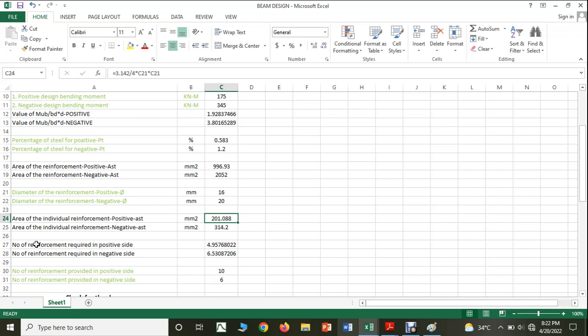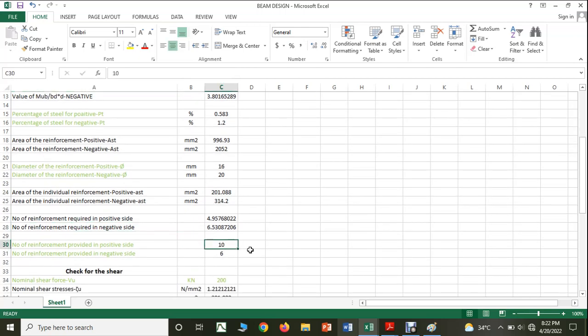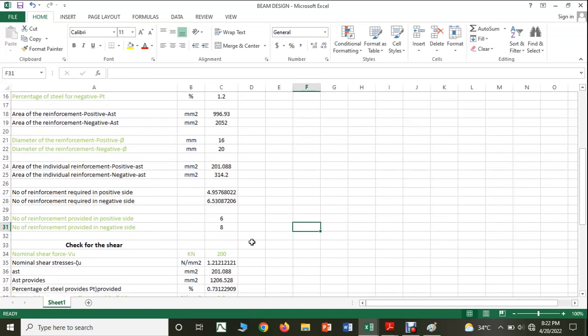Automatically you can see that the number of reinforcement required on the positive side will be 4.9, so I can make it as 5, whereas the number of reinforcement required on the negative side will be 6.57, means let me make it as 8, and this let me make it as 6. Okay, so this is how the number of reinforcements required on the positive and negative side.